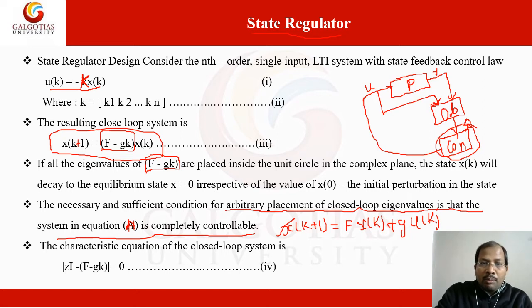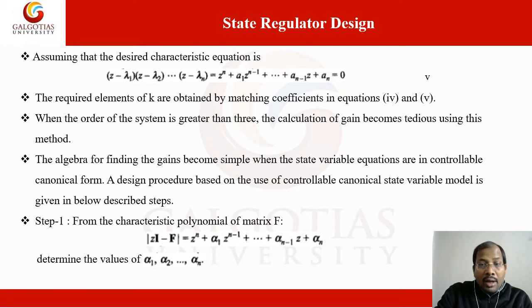So the characteristic equation of the resultant system we can write in this form: zI minus (F minus GK), take the determinant of the total matrix and equate it to 0. Here we have to find the value of K. This is the objective. The system matrix F is already known, and G is also known. Only K has to be found. So we represent the characteristic equation in terms of K.